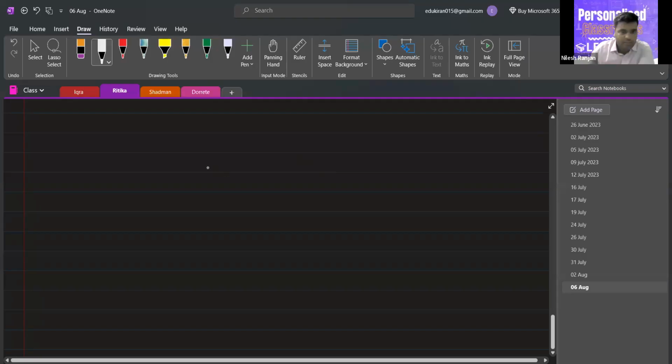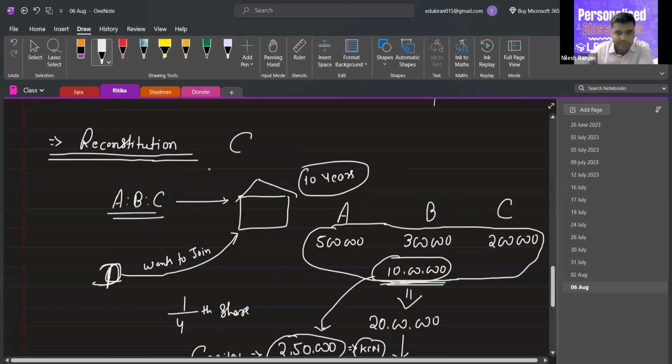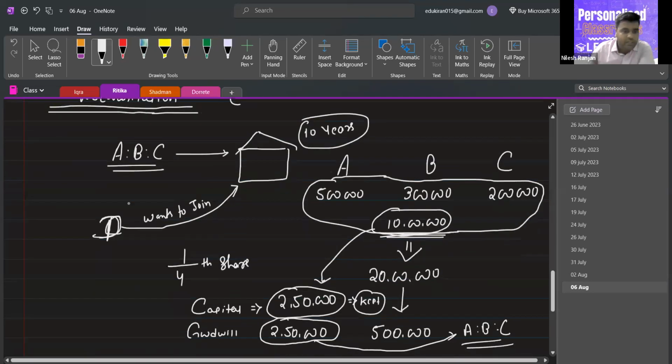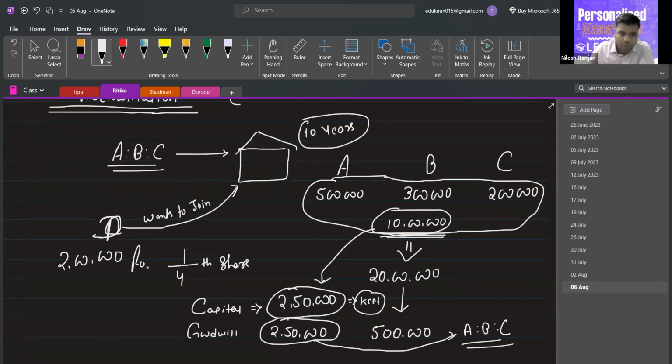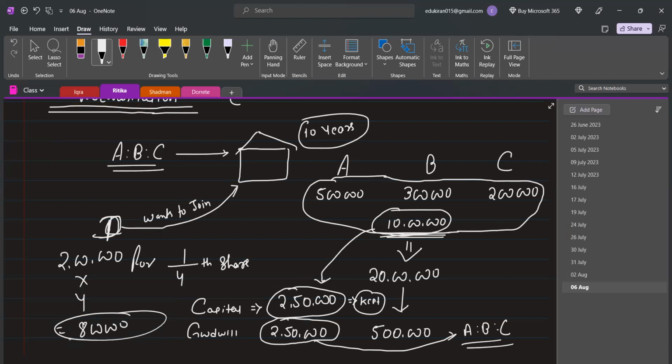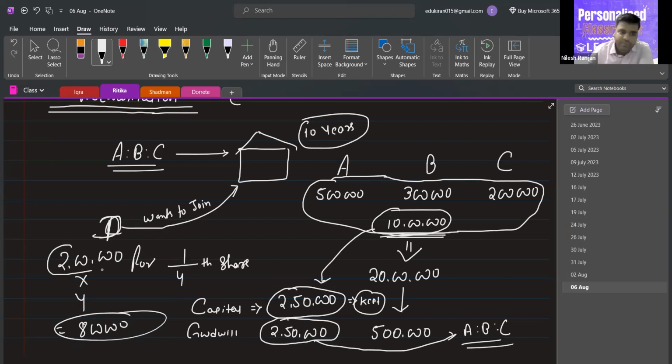So like this, I told you that A, B, and C are here. D, a new partner, is coming with 2 lakh capital for a 1/4 share. Means in total 4 shares, he's getting only 1. So total capital should be 8 lakh. Now 2 lakh is brought by D. So the balance is 6 lakh, which is to be paid by A, B, and C.